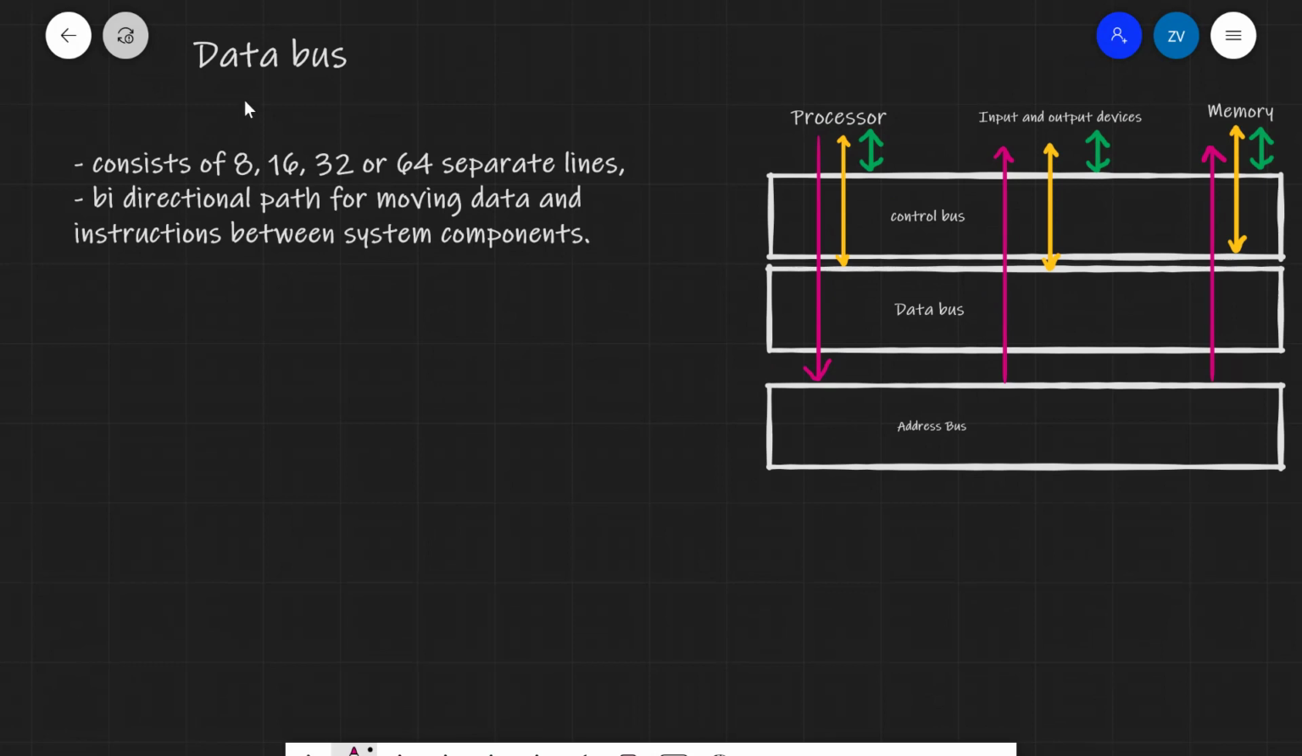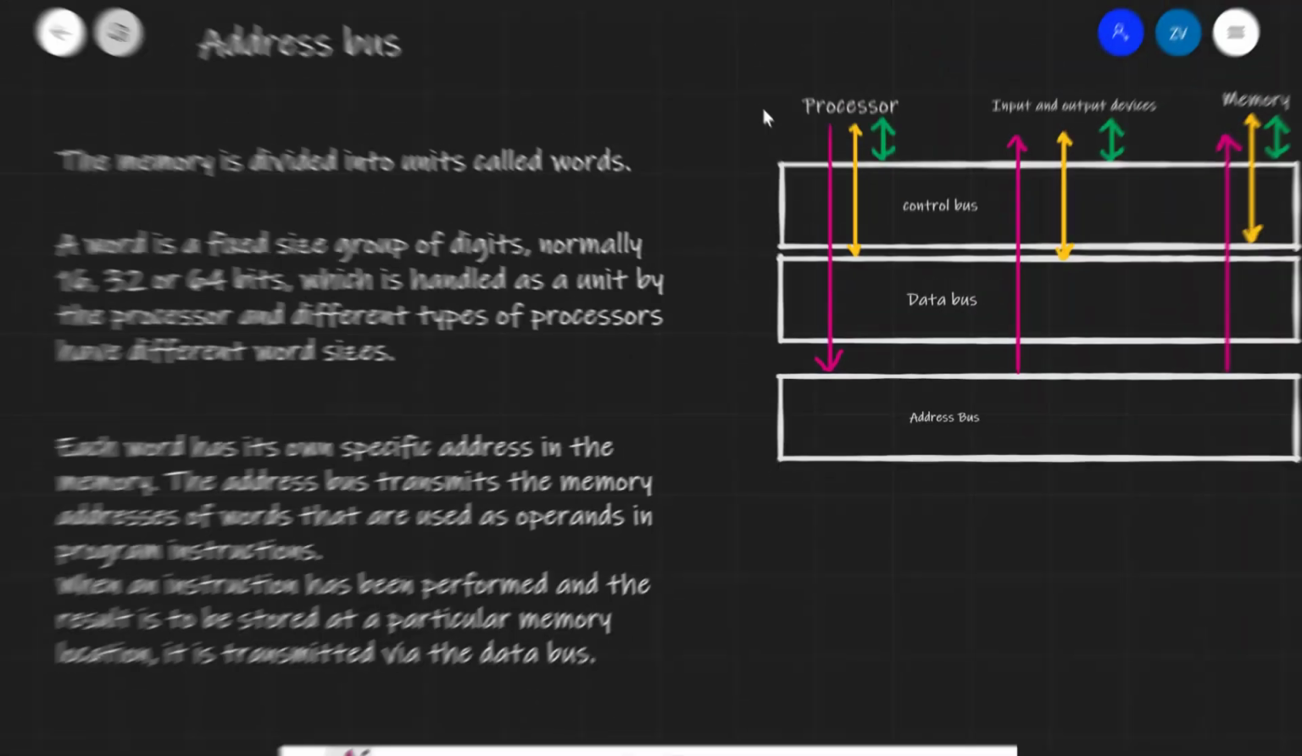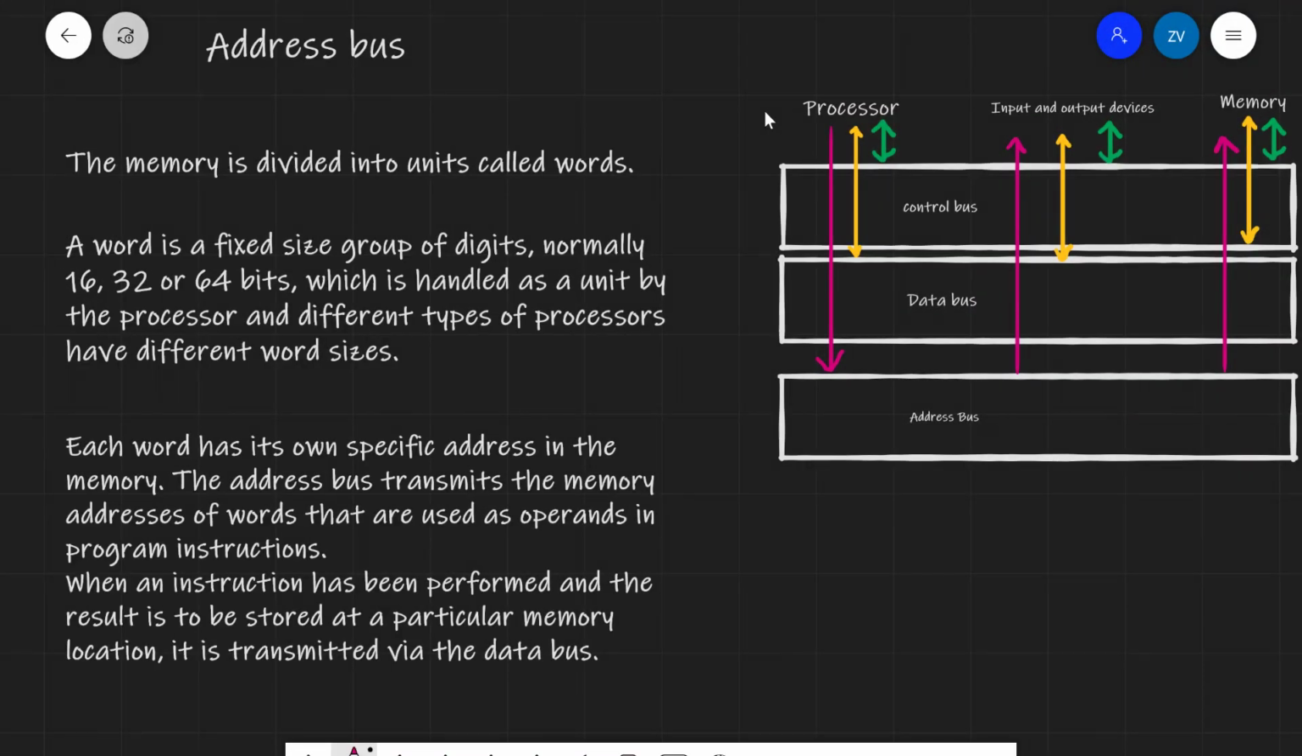Okay, up next is our data bus, which consists of 8, 16, 32, or 64 separate lines, and once again provides a bidirectional path for moving data and instructions between system components. Okay, up next is the address bus.